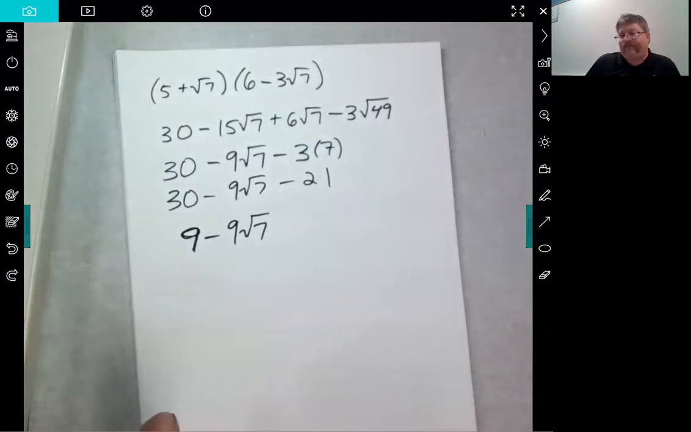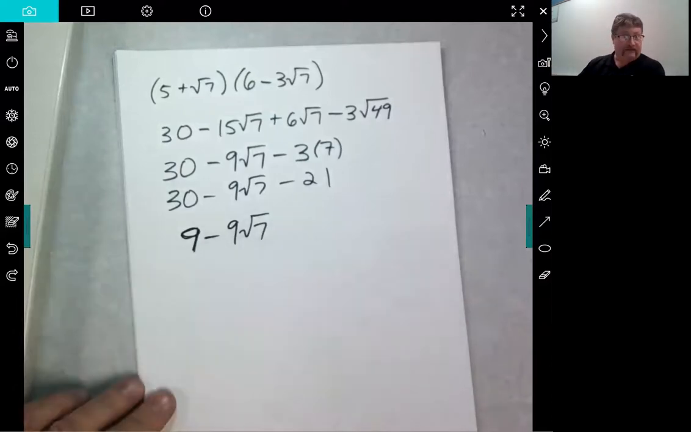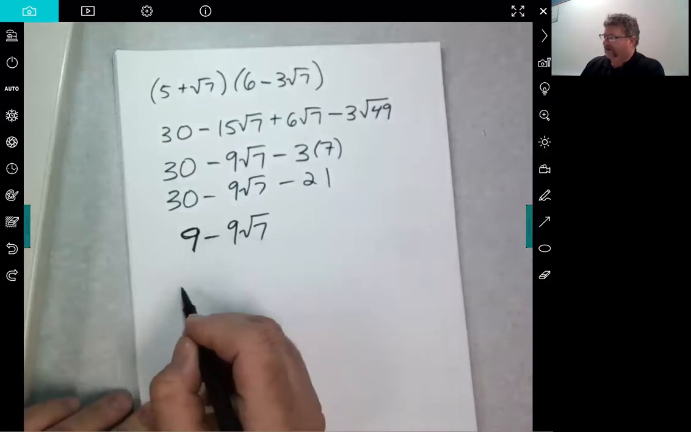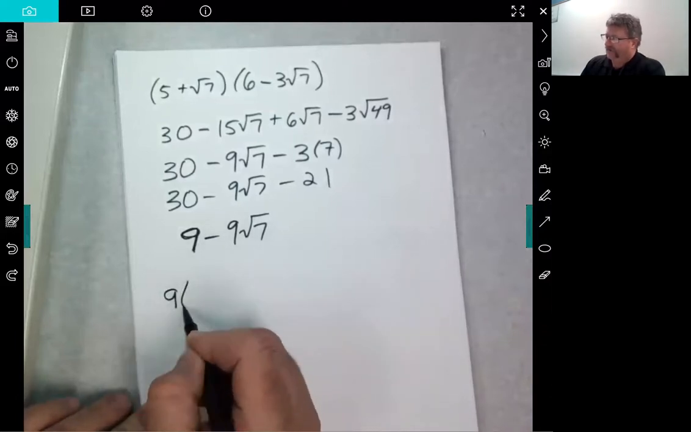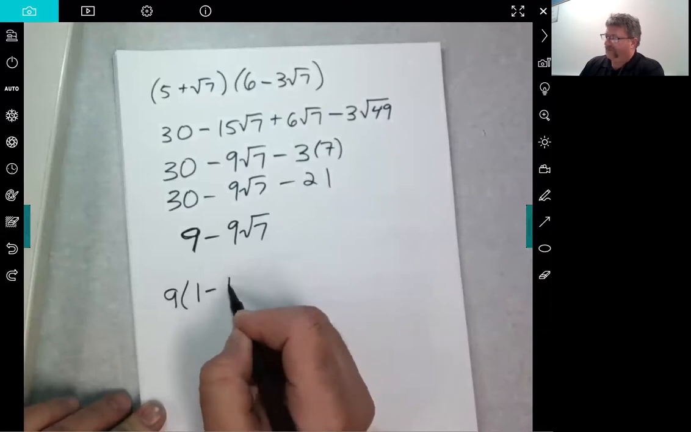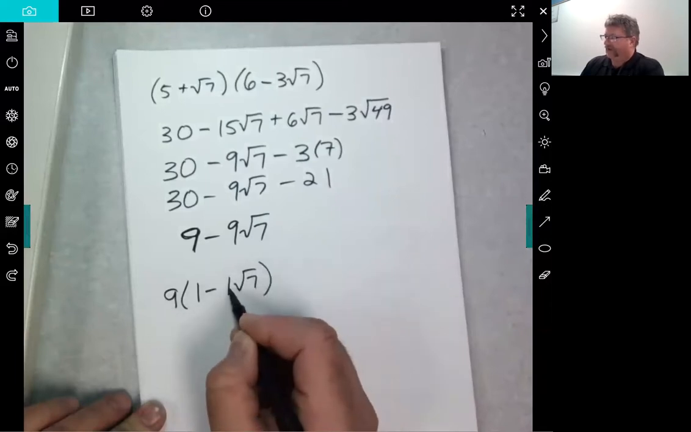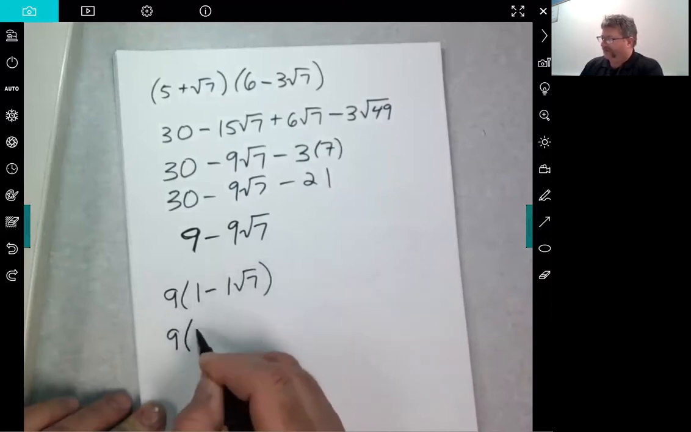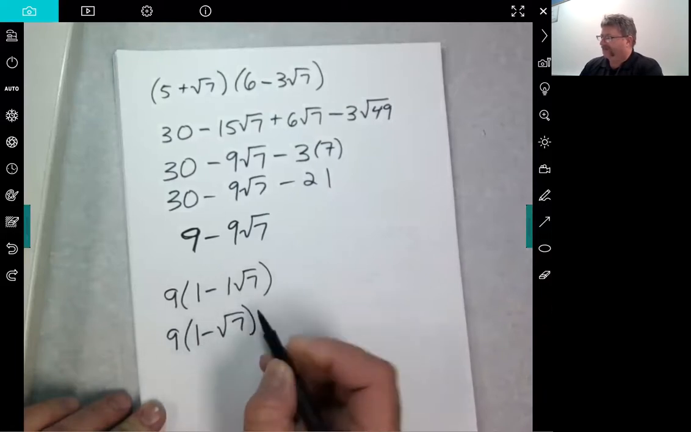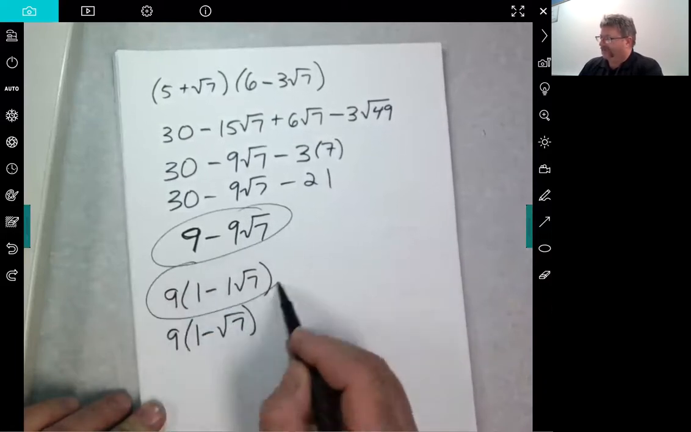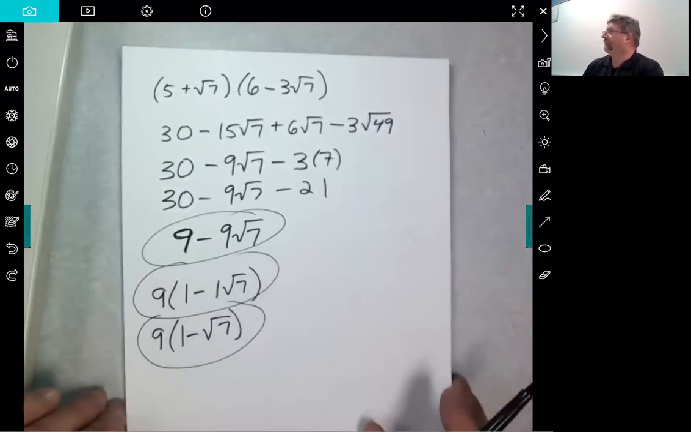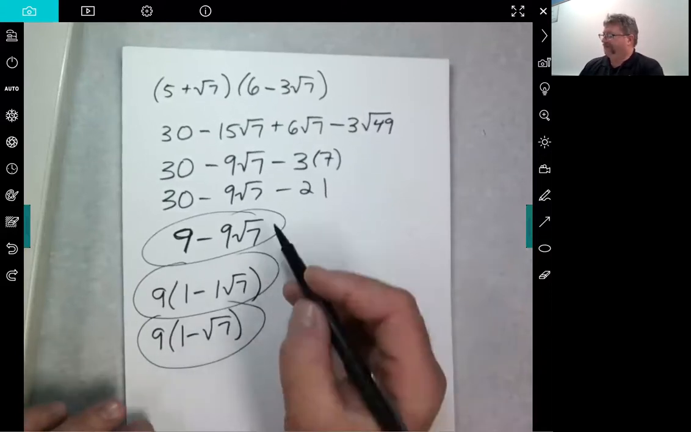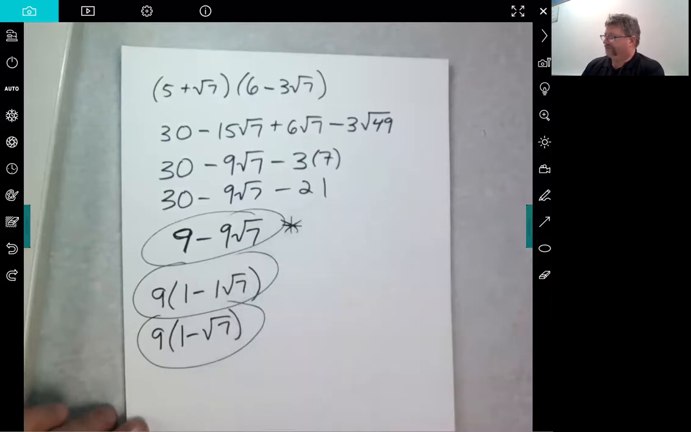Now that's good enough for me. Now, somebody might say, well, you could factor the 9 out. Remember factoring? You could extract that 9 out of there and you could call it 9 times 1 minus 1 radical 7. And you don't have to show that second one if you don't want to. I would say any of these are acceptable. They're all equivalent. But this one is probably the way to go.